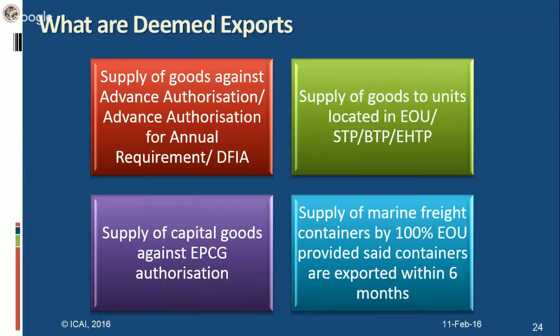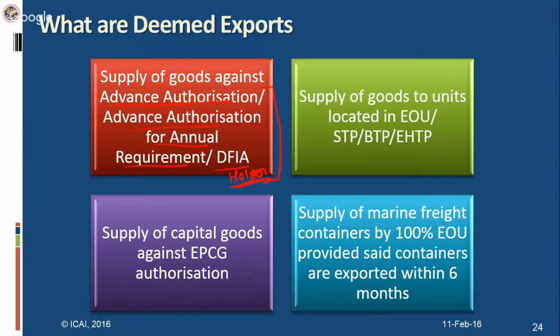First one is supply of goods against advance authorization. In case a domestic supplier has supplied goods to an advance authorization, or advance authorization for annual requirement, or DFIA holder, if any person who is holding this authorization, and a domestic supplier has made any supply of goods to this particular person, then that will be considered as deemed export.